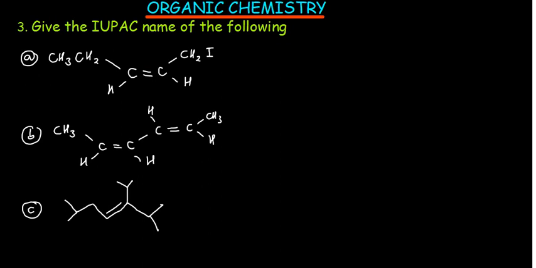To name this compound, we need to start in the direction such that we give a lower number to the halogen and also to the double bond. But you need to understand that priority is given to the double bond over the halogen, so we need to make sure that the double bond receives the lowest position. And the only way it can happen is when we start in this direction.